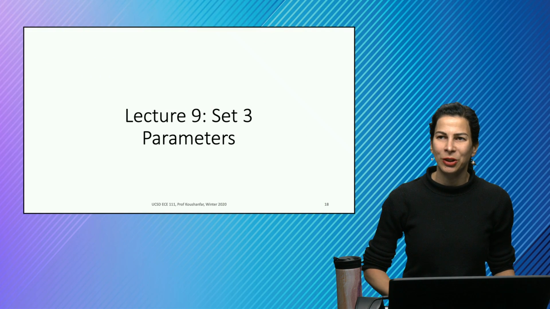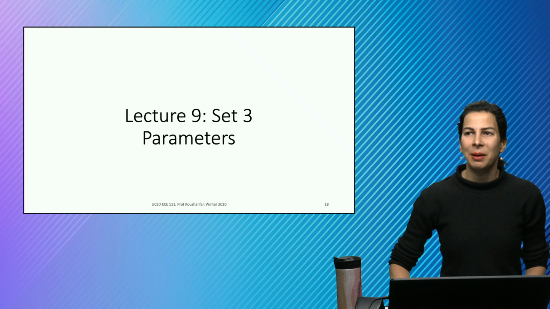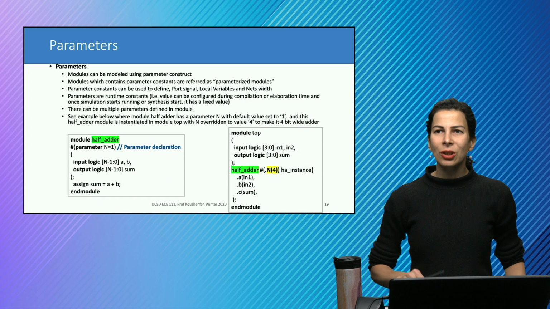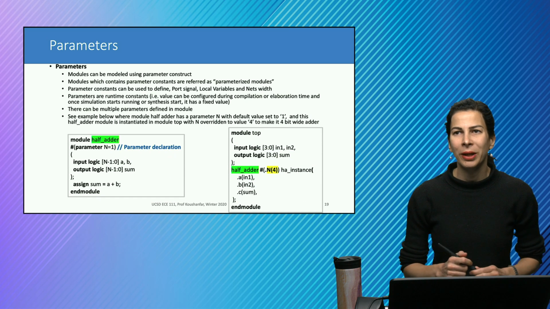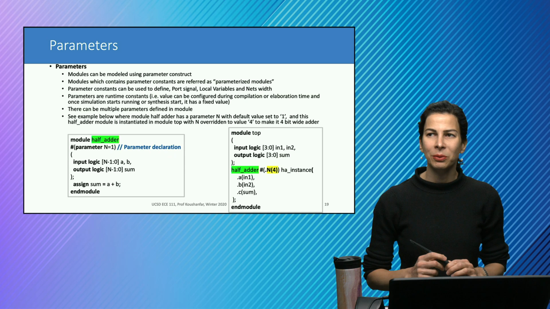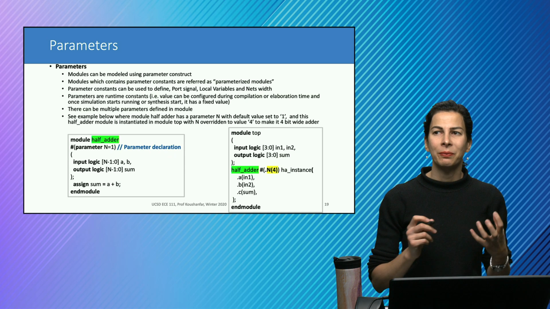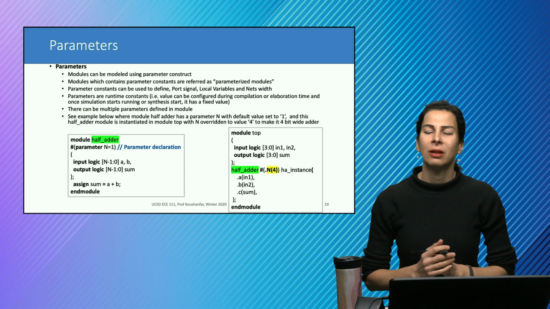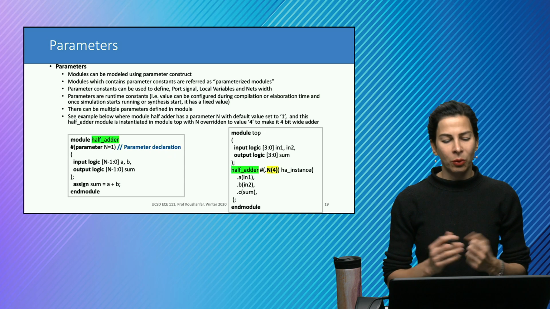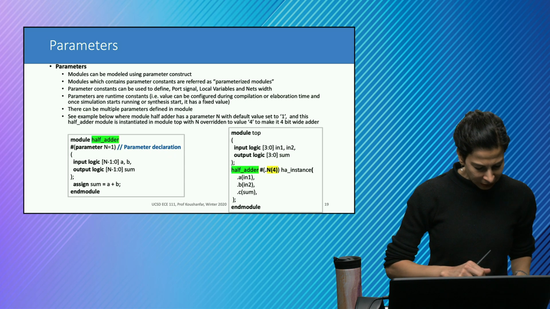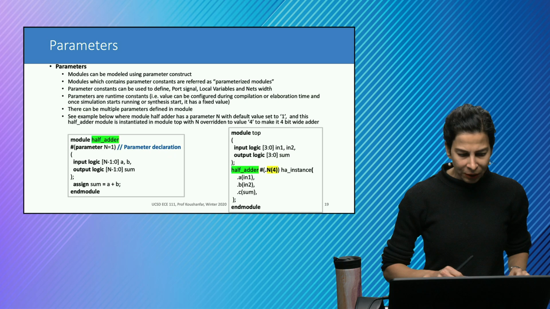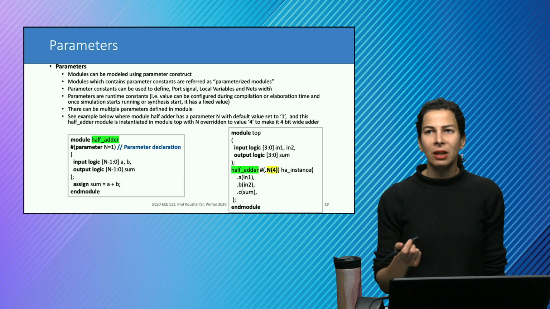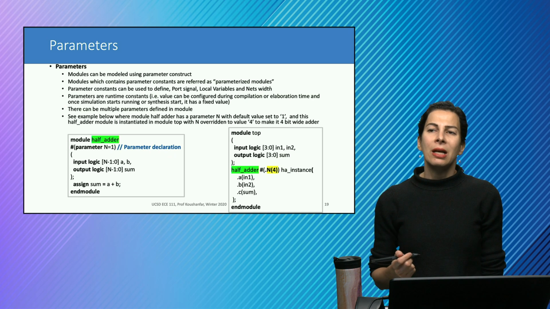EC 111 Lecture 9, Set 3, Parameters. We already went through this a few times in the class, where we showed the construct with a hash and a parameter name, or the parameter declaration, where we can declare a parameter. Here are just a couple more examples of that.